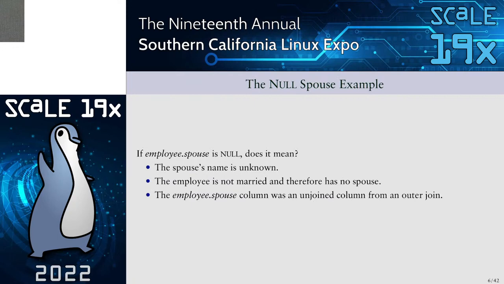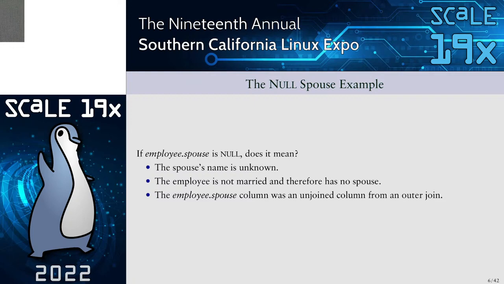If you put a null in the employee spouse column, does that mean we don't know the spouse's name, right? The person hasn't reported it. Or the employee's not married, and therefore there's no spouse. Not applicable would be a representation of that. Or we're doing a join with the employee table, and the spouse column's not joined, so it's just null, right?